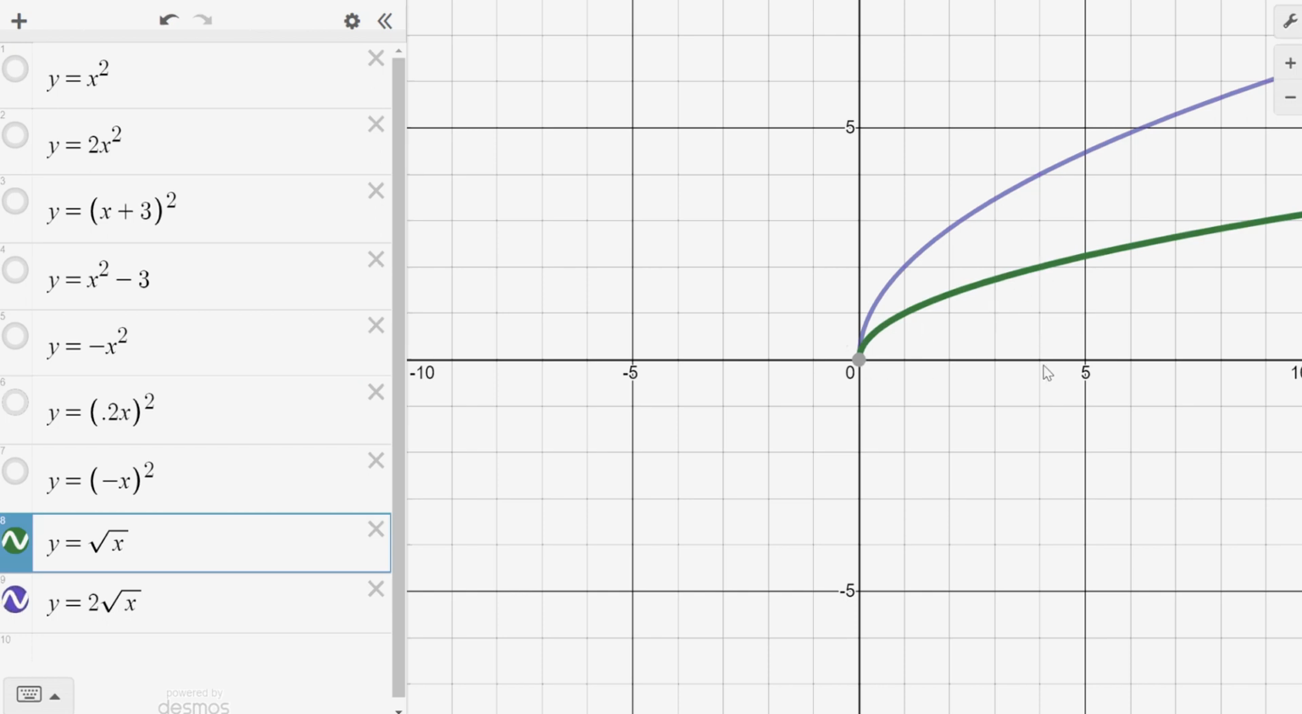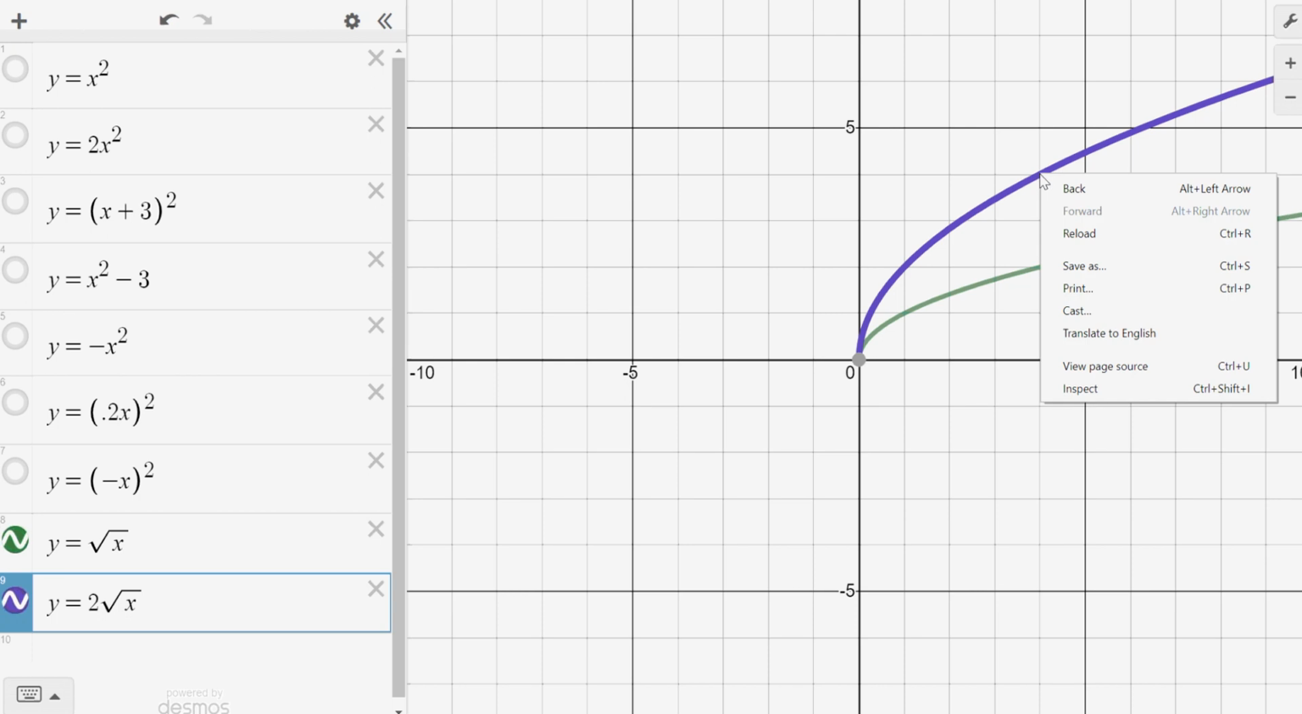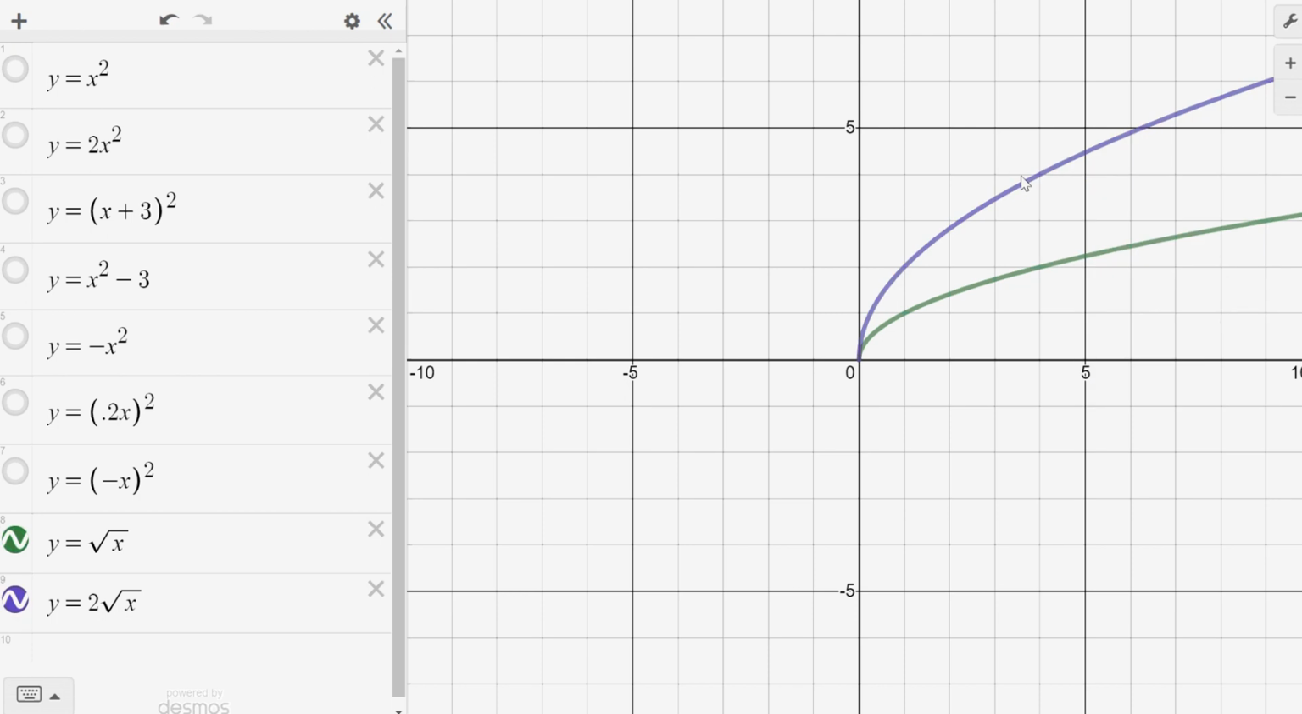Instead of going over 4, up 2, we're stretching it by a factor of 2. We're going to be over 4, up 4. If I can get right on there, yeah, over 4, up 4. So it's stretched in the y direction, or vertical stretch by a factor of 2.